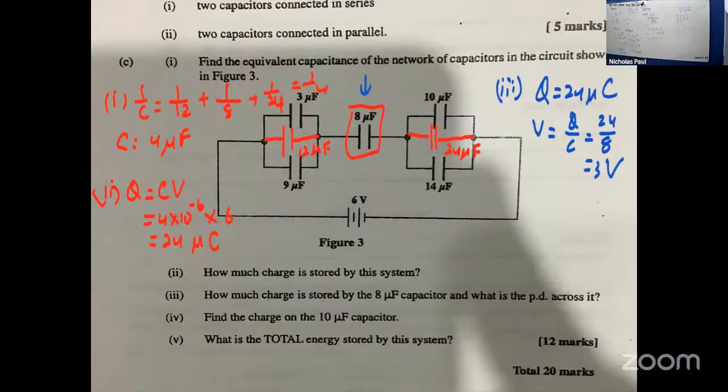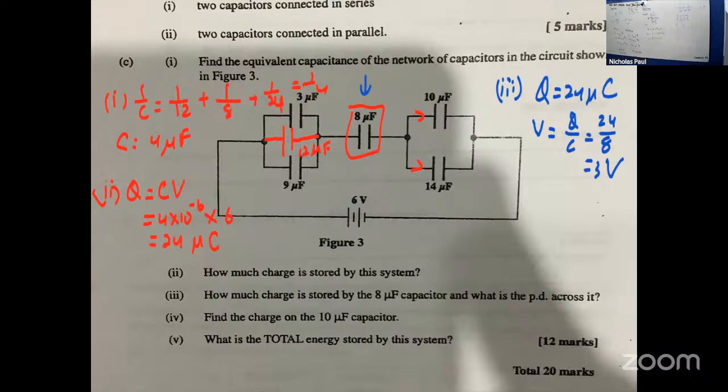We have a slight problem now. I'm just going to erase it a little bit. We have a slight problem here. What happens in parallel? What will happen here is that the charge will split up here and here. So yeah, you have two options.